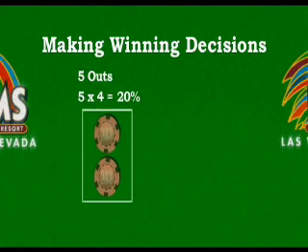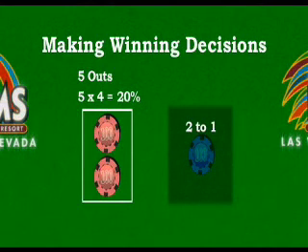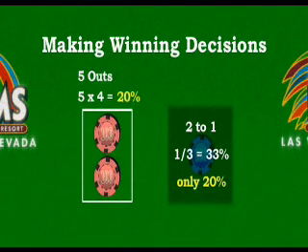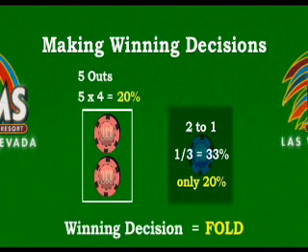After the bet, there's $200 in the pot. I'm being asked to call 100. I'm getting 2 to 1 pot odds. Therefore, I need a 1 out of 3, or a 33% chance to win to justify calling that $100 bet. I only have a 20% chance of winning, so in this case, folding is the winning decision.